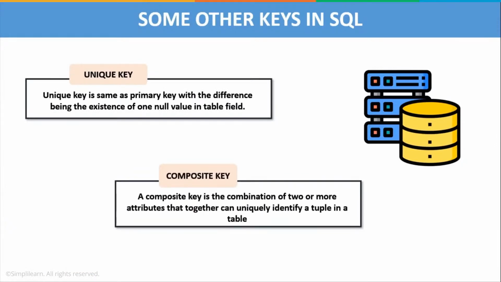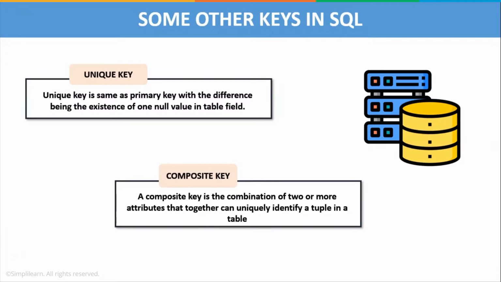The first one is the unique key. A unique key is the same as a primary key, with the difference being the existence of one null value in a table field or a row. For example, consider a student table having student ID, roll number and name. Now for some reason, if the student is leaving the school, then his roll number might be deleted, although his student ID will be preserved for further assistance. So since there is a null value in roll number, it can be considered as a unique key, and student ID can be considered as a primary key.